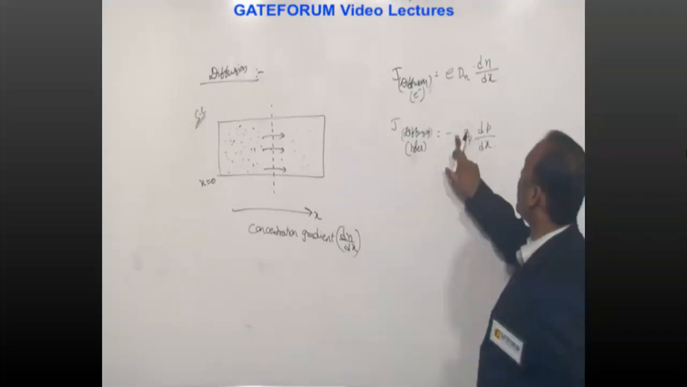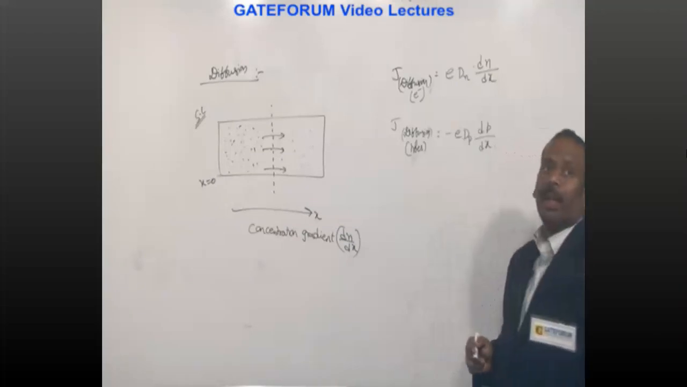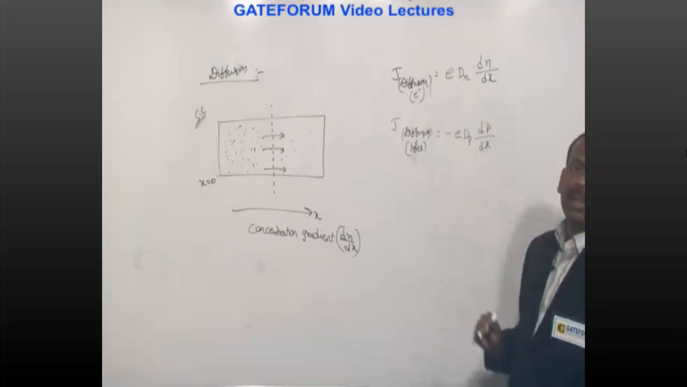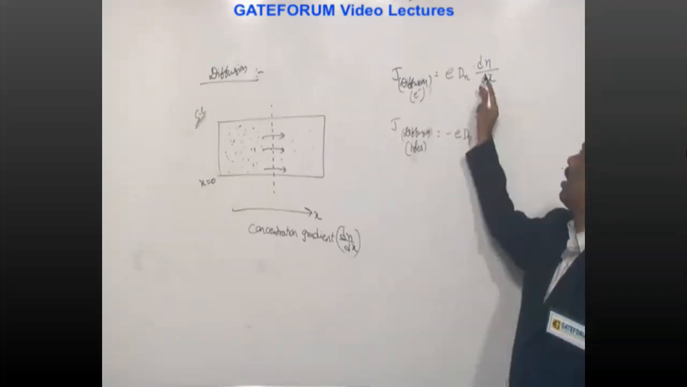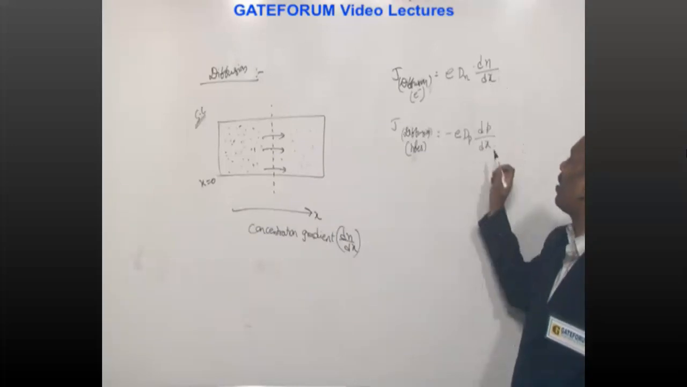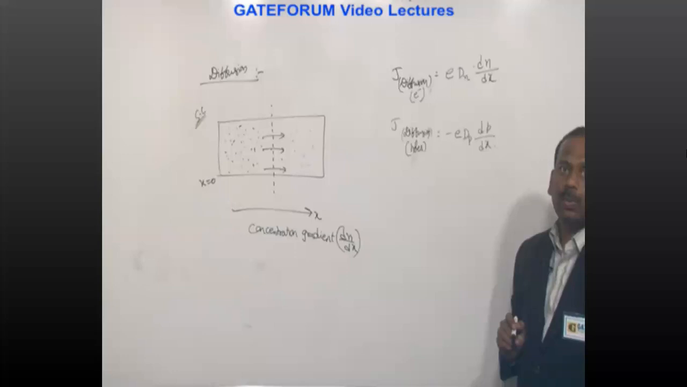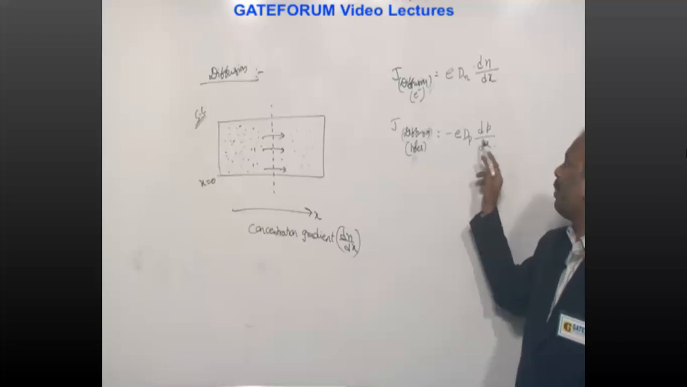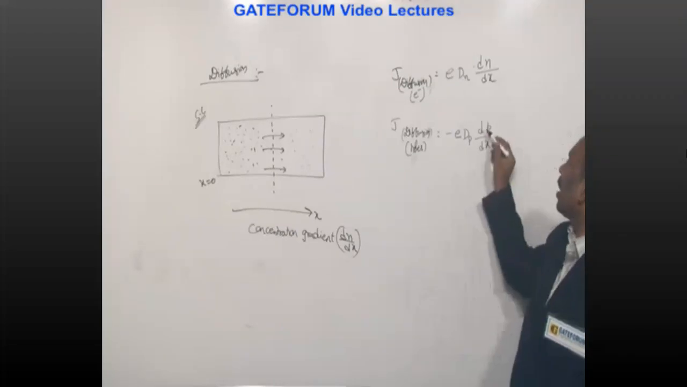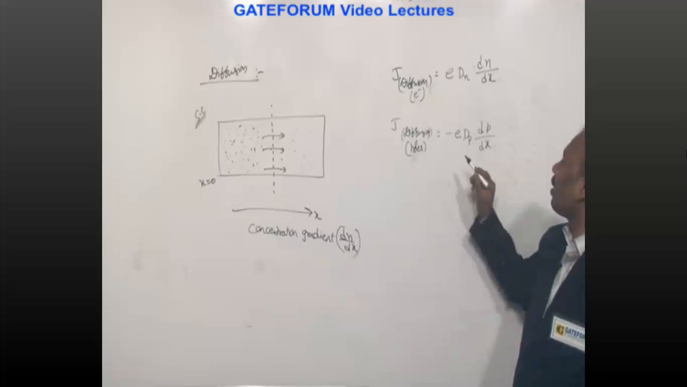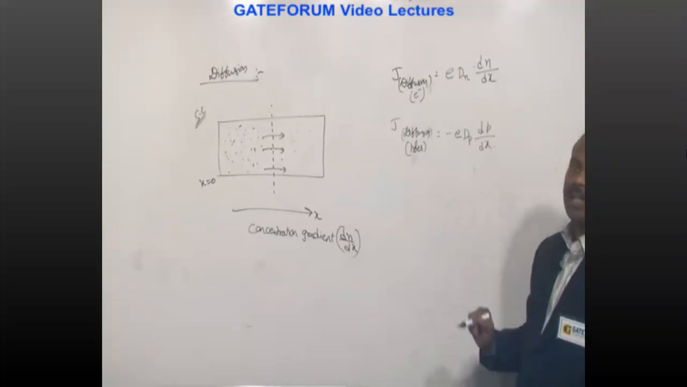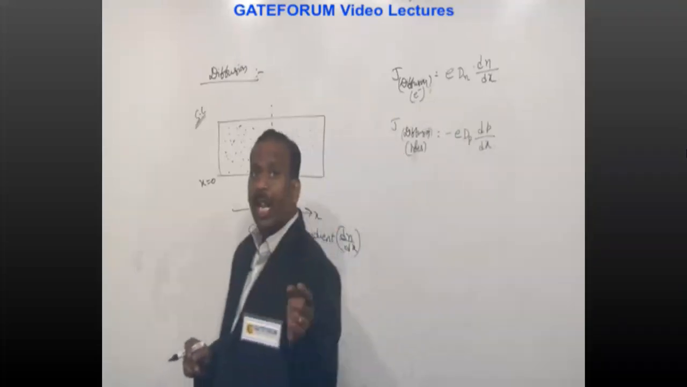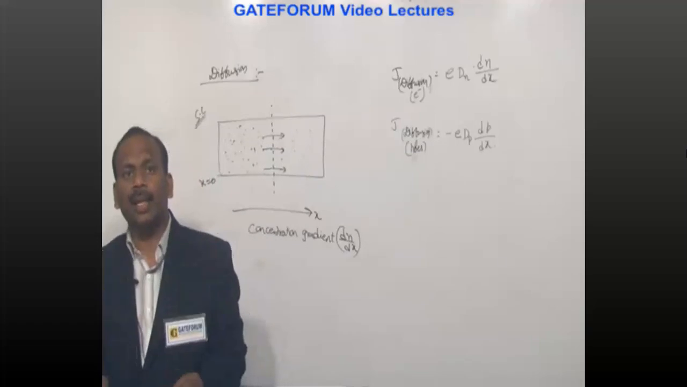What is this? Minus e. e means charge. Dn is called the diffusion constant for electrons, Dp the diffusion constant for holes, dn by dx the concentration gradient of electrons, dp by dx the concentration gradient of holes. J diffusion due to electrons equals e Dn dn by dx. J diffusion due to holes equals minus e Dp dp by dx. Here e is the charge of an electron or hole. Clear? So for diffusion to take place, the only requirement is an internal concentration gradient.